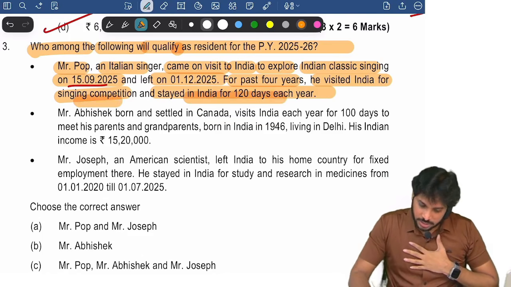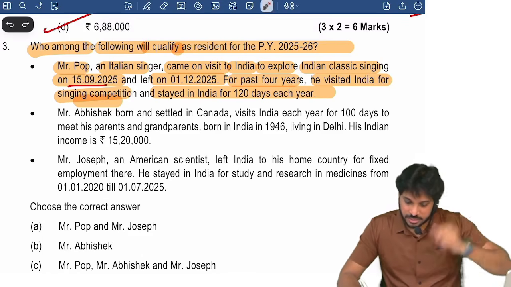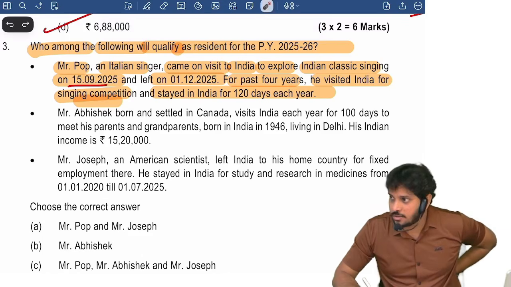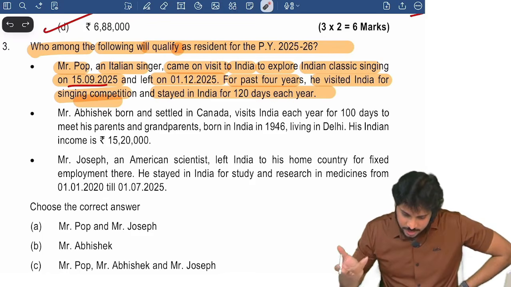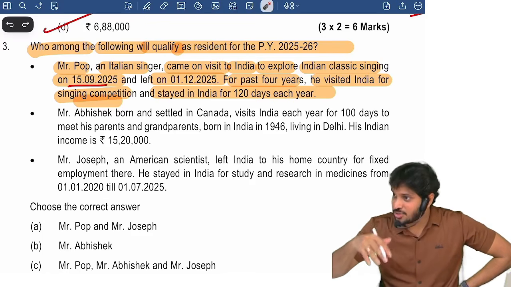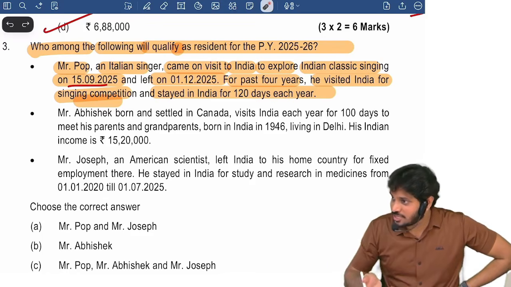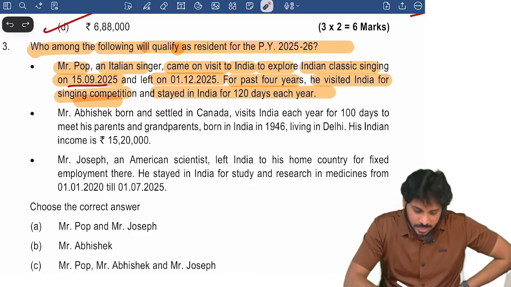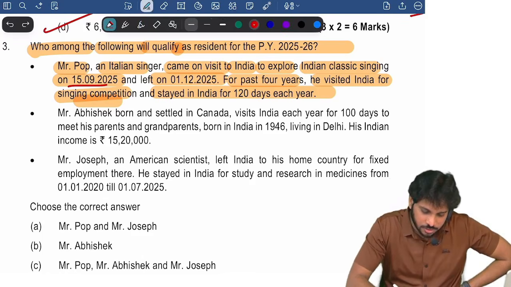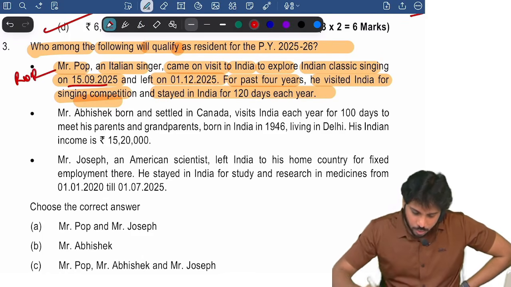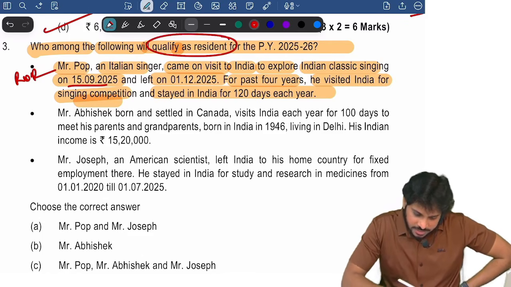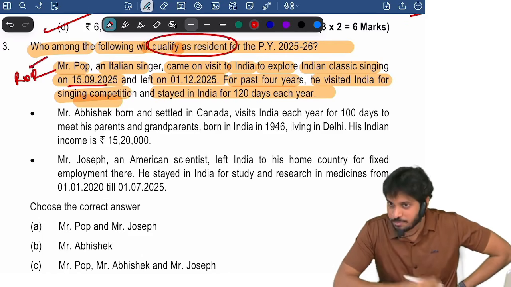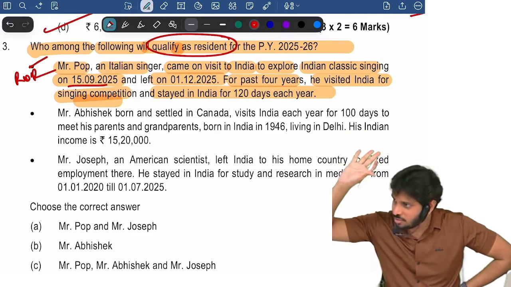Now I want to see if he is ROR or not. First I will look at A1. 60 days or more every year he satisfied. Every year he's satisfying. Last 7 years, 120 into 7, more than 730. A1, A2 also satisfied. He is ROR. Pop is ROR. Correct? Who will qualify as a resident? Yes, Mr. Pop will qualify as a resident.